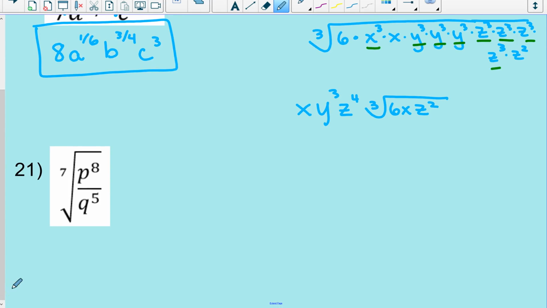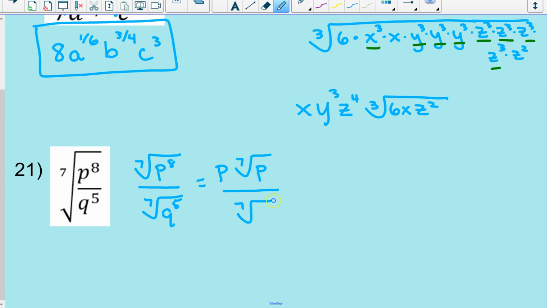Okay, now here's a quotient, and so we'll have to rationalize the denominator. We can't simplify p to the 8th over q to the 5th by reducing p over q. We could think of this as a separate numerator over denominator, and we could simplify the numerator first if we want to. That would be p times the 7th root of p. But we still have to rationalize the denominator.